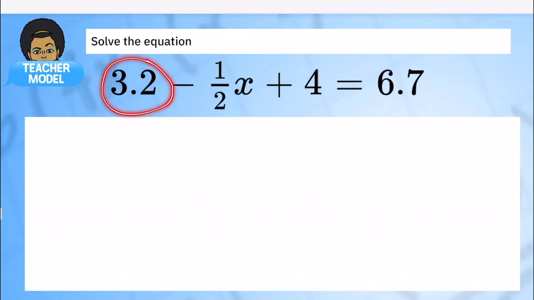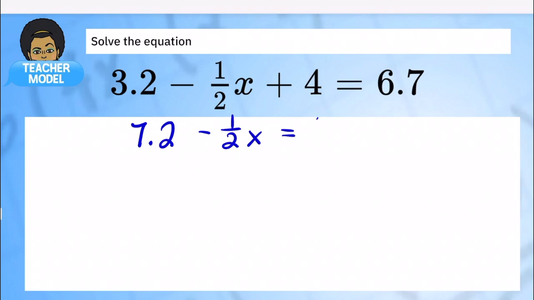Yes. 3 2/10 and 4. So let's do that. 3 2/10 plus 4 is just going to give us 7 2/10 minus 1/2 x is equal to 6 7/10. Second tip, just like in 7th grade, let's do apples to apples. Let's either make all of these fractions or all of these decimals, and I think I know which one we want to do. Let's just change everything to decimals because it's easier for us to work out. And let's change that 1/2 into 0.5.